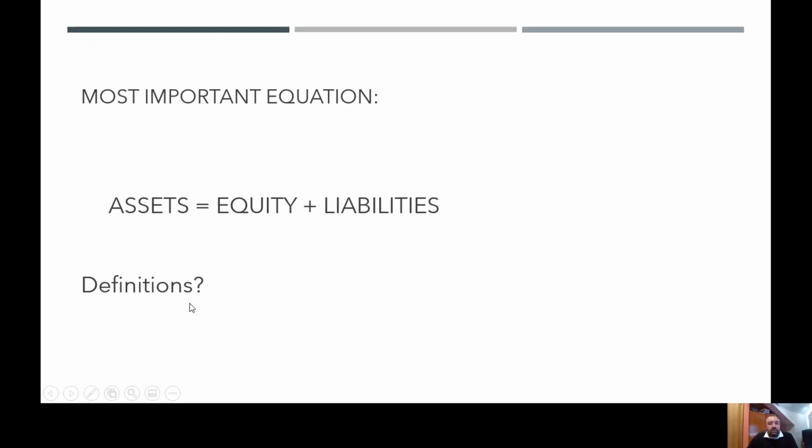So let's just have a look at the definitions. What's the definition of an asset? The definition of an asset is a future inflow of economic benefits. So what does that mean? That basically means any economic benefit that you will receive in future. It's not necessarily always cash. It could be the use of an item, anything like that. But the asset is a future inflow of an economic benefit.